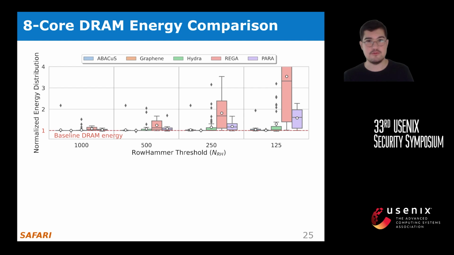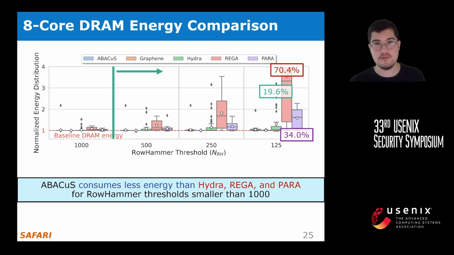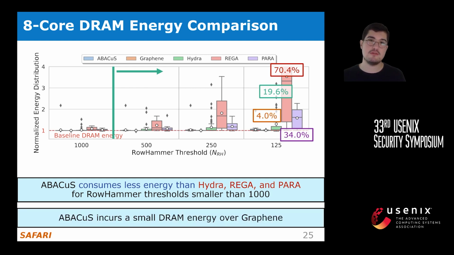Here's the same plot, but for DRAM energy. We observe that ABACuS consumes less energy than Hydra, Rega, and Para at the tested RowHammer thresholds smaller than 1000. For example, ABACuS consumes approximately 20%, 70%, and 34% less energy than Hydra, Rega, and Para at a very low RowHammer threshold of 125. ABACuS performs similarly to Graphene in terms of DRAM energy, that is only 4% higher at the same very low RowHammer threshold.